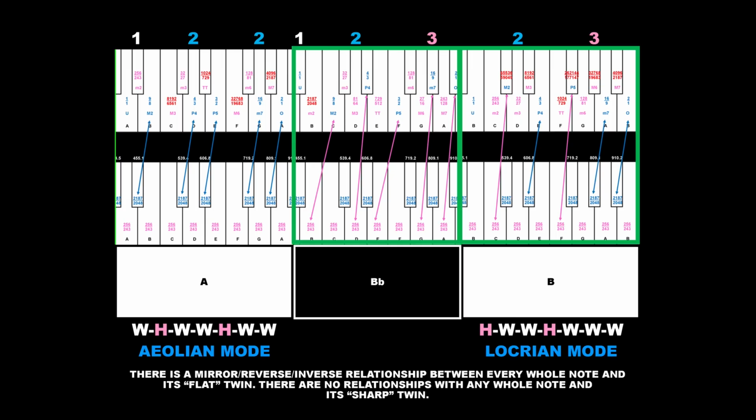And if we look here at the patterns, we can see that there is a mirror, reverse, inverse relationship between every whole note and its flat twin. There are no relationships with any whole note and its sharp twin. So let's look at what's going on in this particular slide. At the top, what I have is each counting of a black key group that I see. So A has 1 black key and then 2 black keys and then 2 black keys in that octave of A. Then we look at the octave of B flat and we see those numbers at the top, and then we see the octave of B and we see the black keys it contains within that octave.